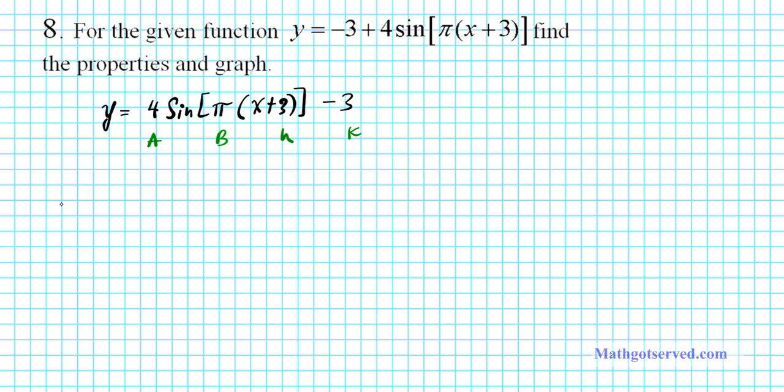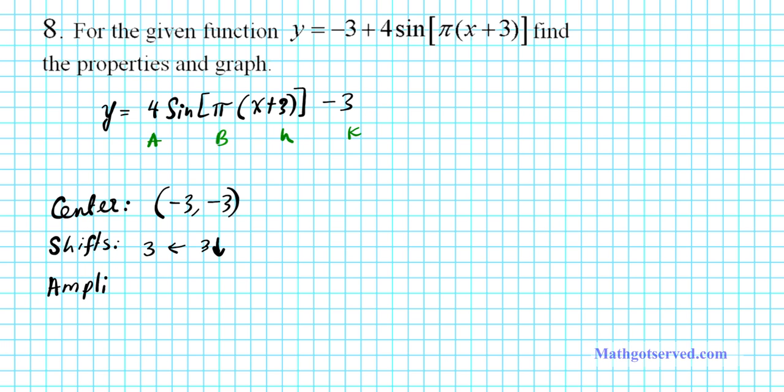All right, now let's go ahead and find the properties. First thing you want to find is the center. The new center is -3 comma -3. Okay, and then that tells us the shifts. The shifts are going to be 3 units to the left and 3 units down.